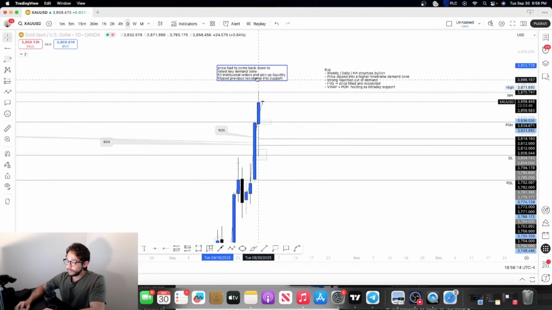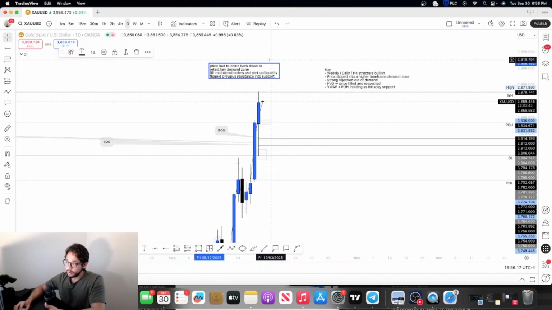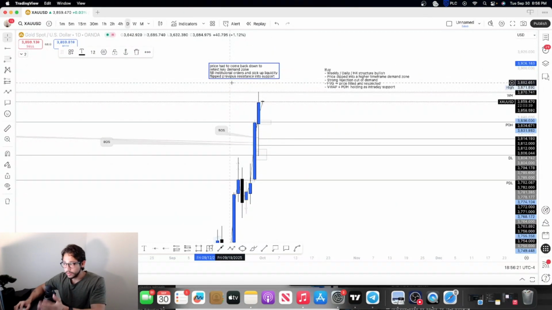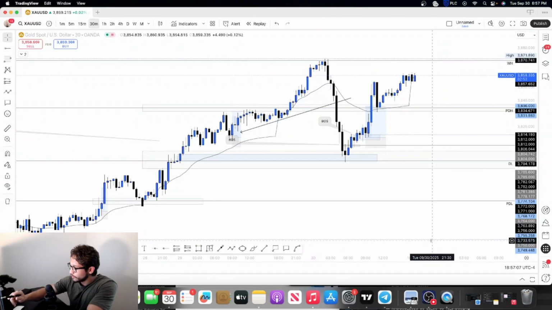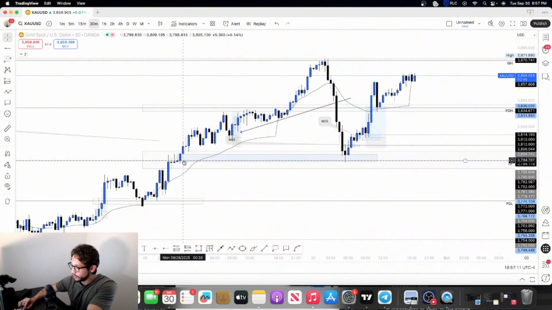Right over here, I have the other note, which says that price had to come back down to retest the key demand zone, flip the institutional orders and pick up liquidity, and then flip the previous resistance into an area of support. So look at this chart of gold right over here. Price pushed up very strongly starting from this point over here, which was on Monday. So you see this big push towards the upside, right?